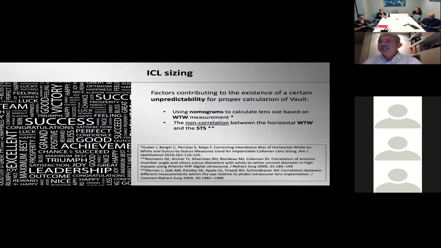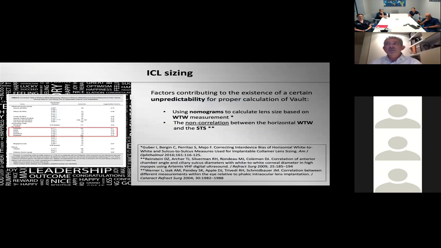But clinical evidence tells us that there is unpredictability in the calculation of the ICL size, resulting in inappropriate vault in some cases. Factors contributing to a certain unpredictability for a proper calculation of vault could be the use of nomograms to calculate lens size based on white-to-white measurements. In this study from Guber, he compared the most common devices used to measure the white-to-white, finding statistically significant differences between them. We add to this the demonstrated no correlation between the horizontal white-to-white and the sulcus-to-sulcus where the lens is located. White-to-white does not seem to be a good calculation parameter for sizing ICLs.